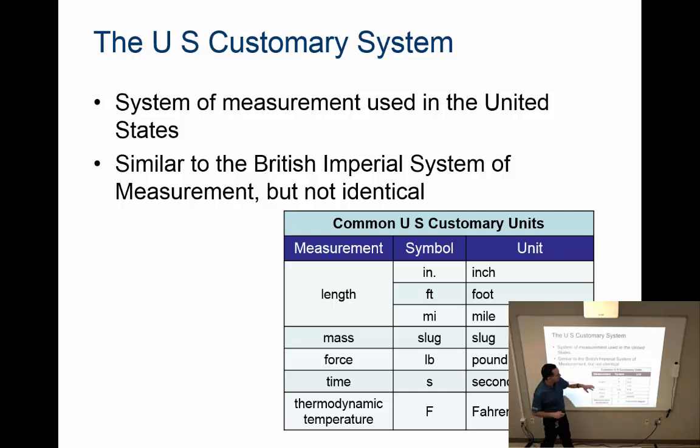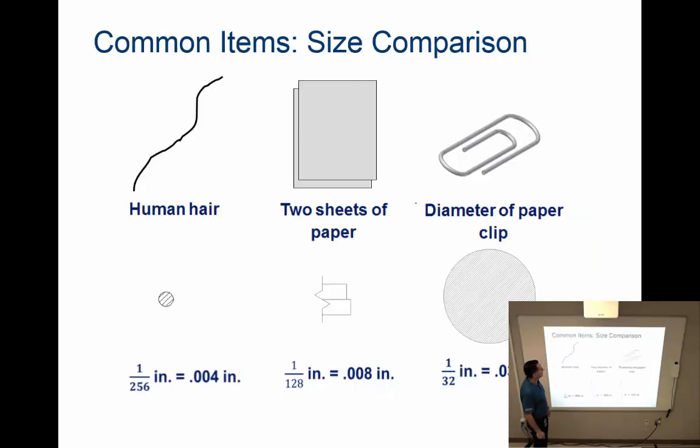When we talk about the different units or the type of measurement we're using for length, we talk about using inches, feet, miles; for mass, slug; for force, we have pounds; time is second; and for temperature, it's Fahrenheit. For this activity, we're really just focusing on measurement, and maybe just inches and feet for the activity for today.